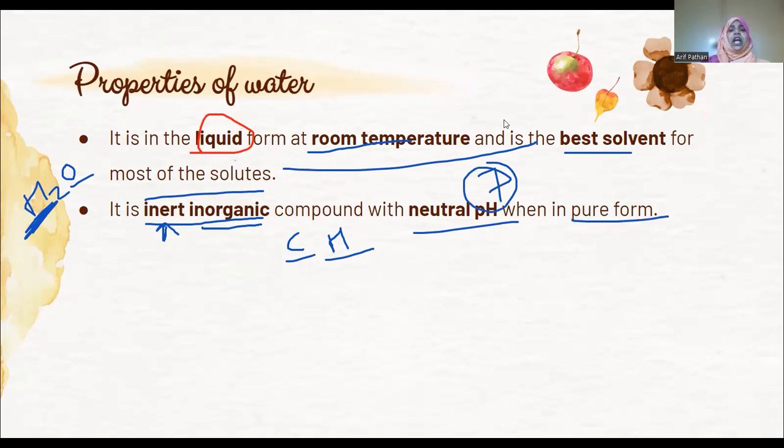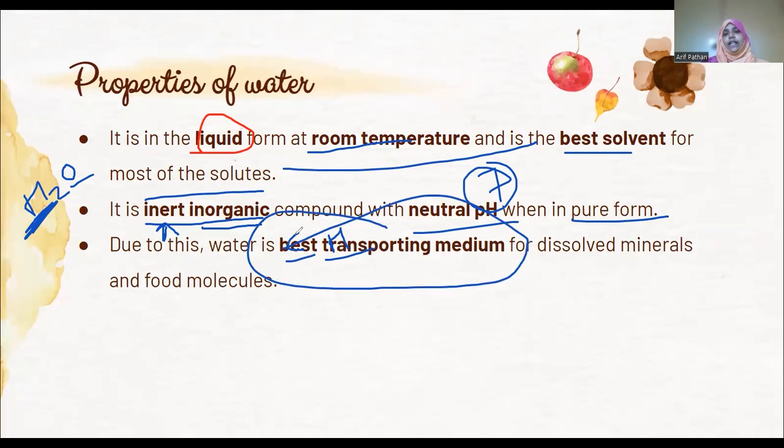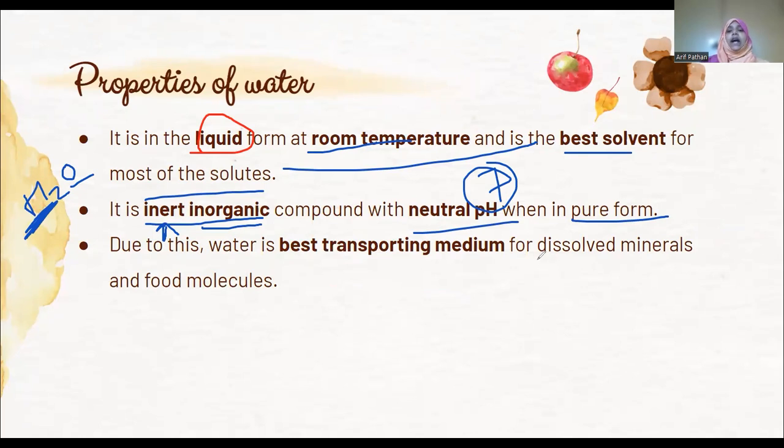Another property of water is that, because of this inert, inorganic nature, neutral pH, and liquid nature, it is the best transporting medium for dissolved solutes, that is dissolved minerals. That is how the plants take up minerals from the soil, from their atmosphere, and they dissolve it in water and then transport it to different parts of the plants.